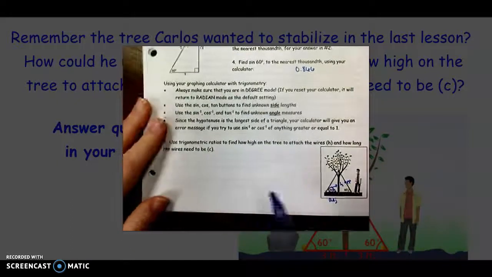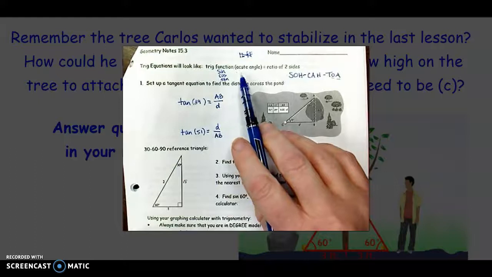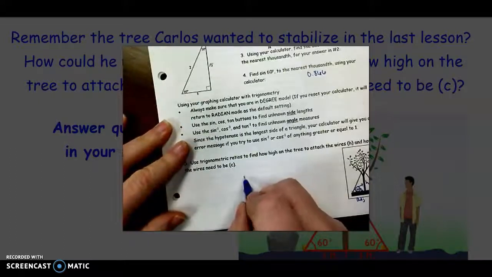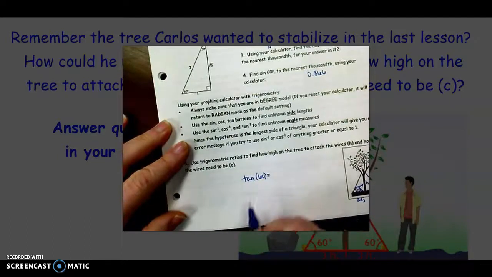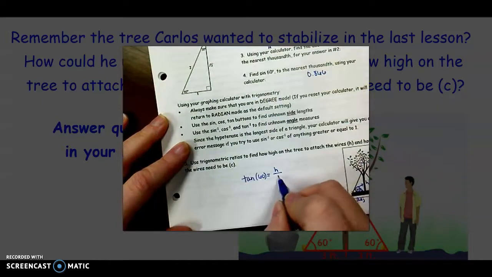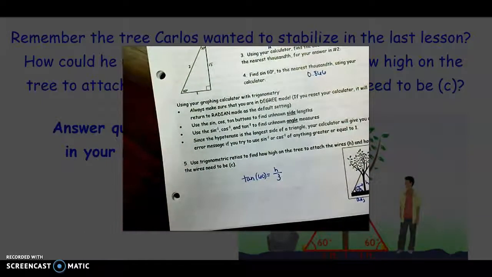So we would set up our equation using the pattern we talked about up here. We would have tangent of that acute angle equaling the opposite, which is h, over the adjacent, which they're giving us, 3 feet. And we'll finish that in the next video.